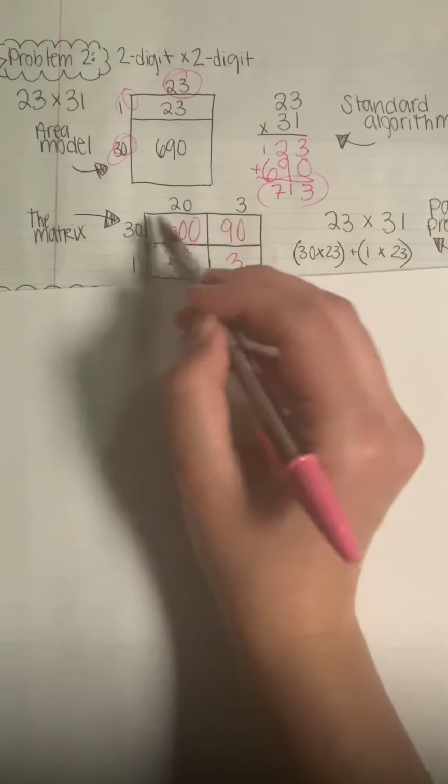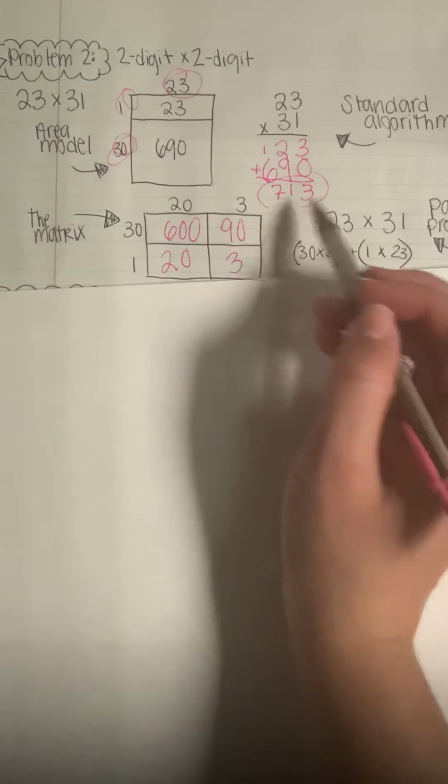And now I have 3 times 2 is 6, and there are 2 zeros. 3 times 3 is 9, and there is 1 zero. 2 times 1 is 2, and there is 1 zero, and 1 times 3 is 3. If I add everything up here, we will get 713.